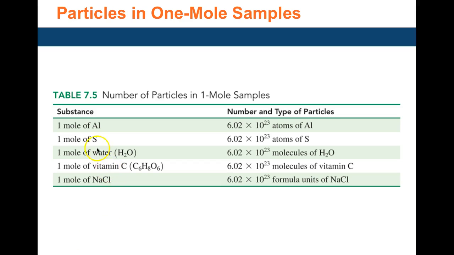So if it is a mole of an element, that means atoms of that element. If it is a mole of a compound, it means molecules of that compound. If it is a mole of an ionic compound, then instead of molecules, we use the word formula units, because technically NaCl is not a molecule. They are charged particles, and those charged particles are called formula units.